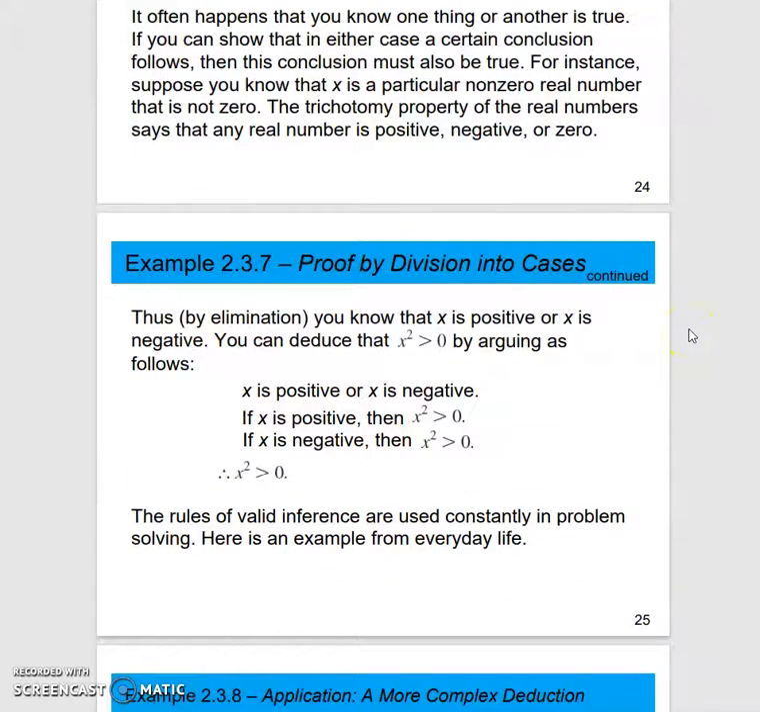So here would be an example of something with cases. We're told that x is positive, or x is negative. If x is positive, then x squared is positive. If x is negative, then x squared is positive. So in other words, it doesn't matter whether my number is negative or positive. Regardless, my x squared is positive. And that is an example we have definitely seen in mathematics.